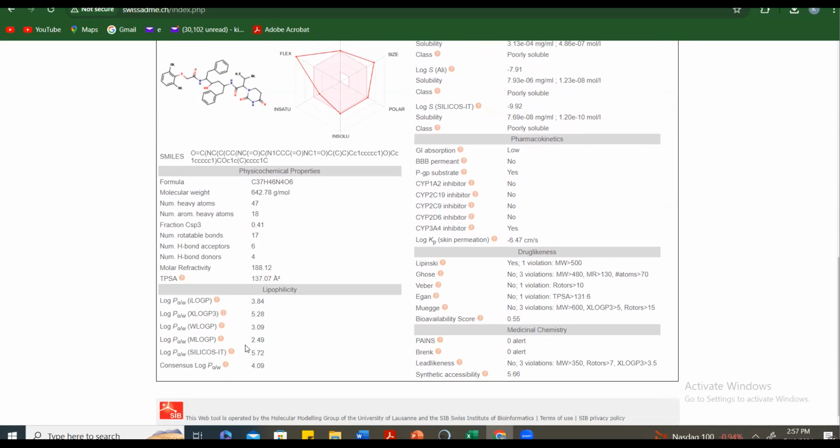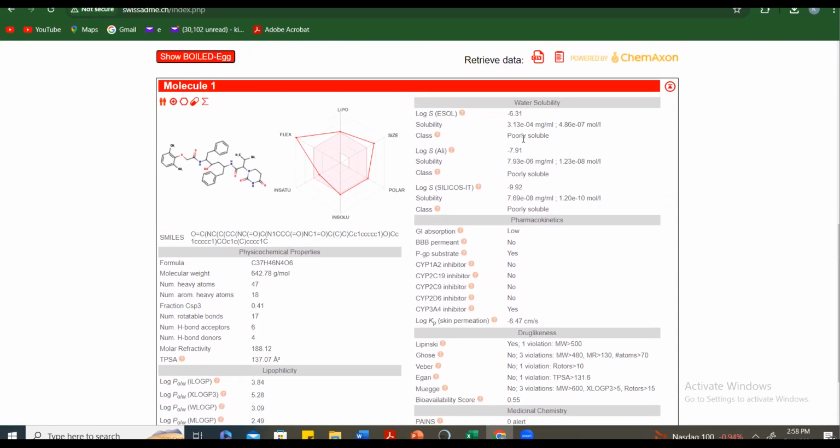Now, it's giving us lipophilicity. How soluble is it in water? And how soluble is it in a lipid environment? And it's telling us that it's not very soluble in water. You see, there are 3 algorithms that predict whether the compound is soluble in water. This first one says it is poorly soluble in water. This one says poorly soluble in water. So all of them are saying it's not soluble in water.